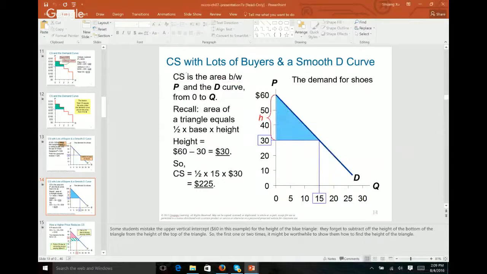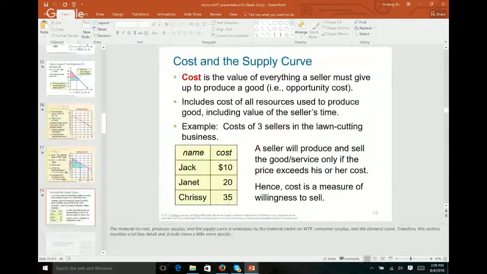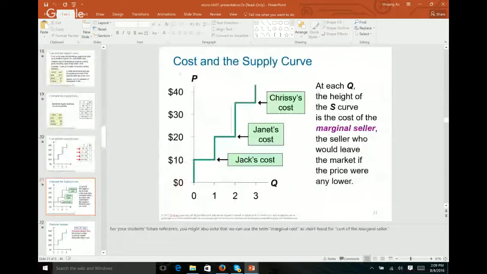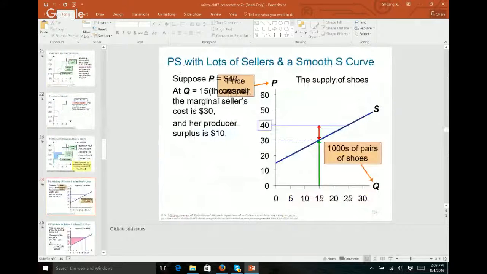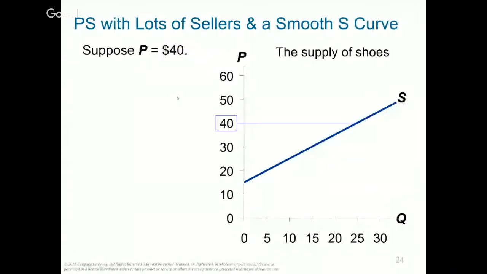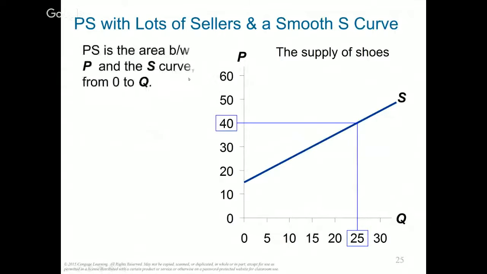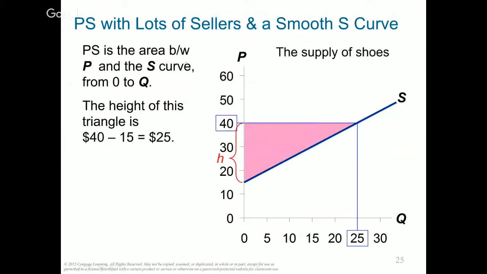And then for producer surplus, it's vice versa. So producer surplus will be the area between your price line and your supply curve. So this triangle, if your price is 40 over here, then your producer surplus will be just this pink triangle. Okay, this pink triangle will be your producer surplus. And then same deal, find the area. So base times height divided by 2, that will be the producer surplus.